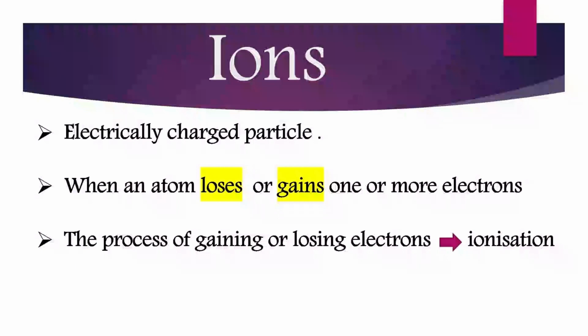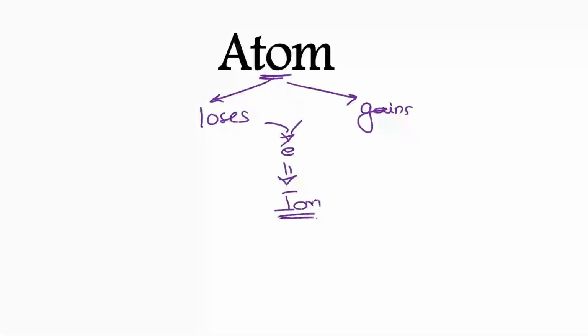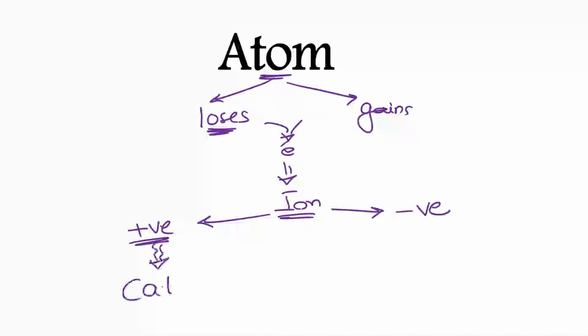Now we are going to learn about ions. What is an ion? An ion is an electrically charged particle. How is it formed? It's formed when an atom loses or gains one or more electrons. What do we call this process? This is called ionization. So when an atom loses or gains an electron, an ion is formed. When it loses an electron, it becomes positively charged. When it gains an electron, it becomes negatively charged. We call the positively charged ion a cation, and we call the negatively charged ion an anion.